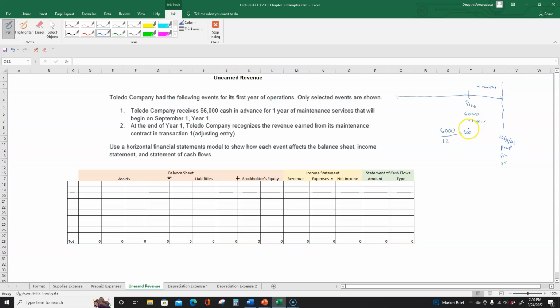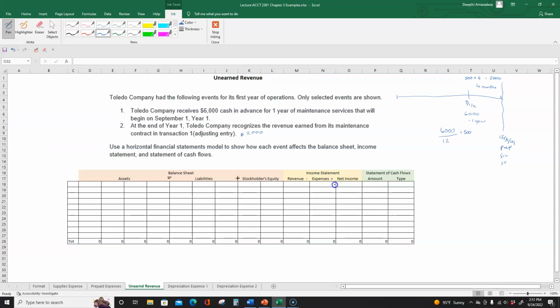Now, we can figure out how much revenue is earned for these 4 months. That's $500 times 4 months, which is a total of $2,000. The company earned $2,000 during the 4 months, so we'll need to recognize that as an adjusting entry. Let's write that 2,000 right next to number 2 so that we will remember that's the amount we need to look at.